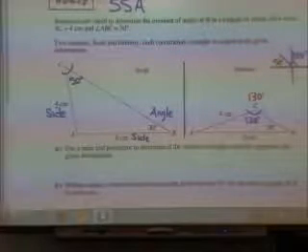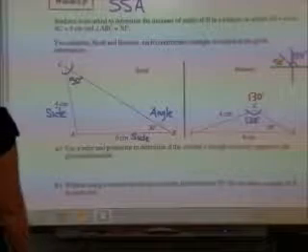You might want to write that one down and see what you get, because it might help you remember it a little bit better. I won't write it down because this gets published. So if I have side angle or angle side, I will have the ambiguous case of the sine law.